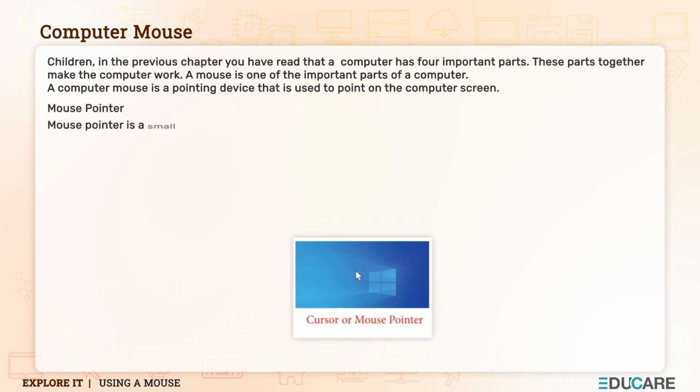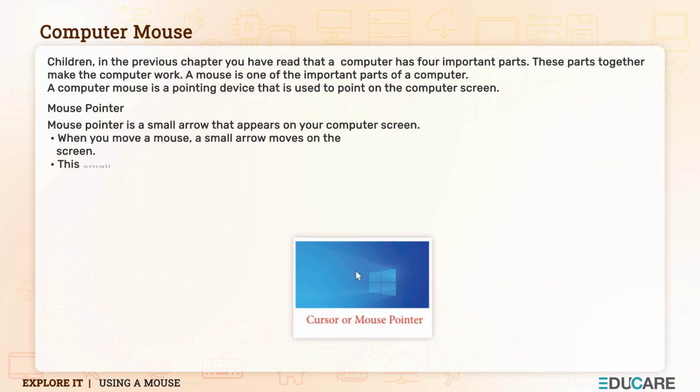Mouse pointer. Mouse pointer is a small arrow that appears on your computer screen. When you move a mouse, a small arrow moves on the screen. This small arrow is called the mouse pointer or cursor. It helps to move around the computer.